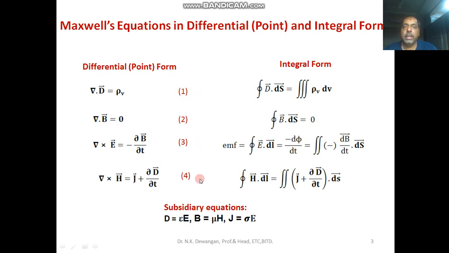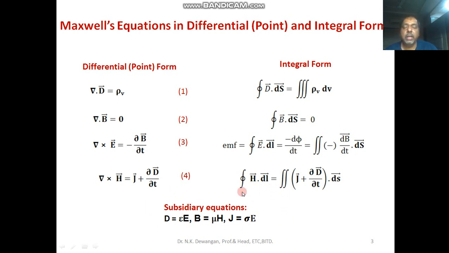Fourth Maxwell equation in differential form. This is the first Maxwell equation written in integral form, second in integral form, and third Maxwell equation in integral form. Fourth Maxwell equation is written in integral form. If we are asked to write Maxwell's equations, then generally we write in differential form. Remember that, differential form, unless they ask you to write in integral form. If they say to write in integral form, then we will write in integral form.